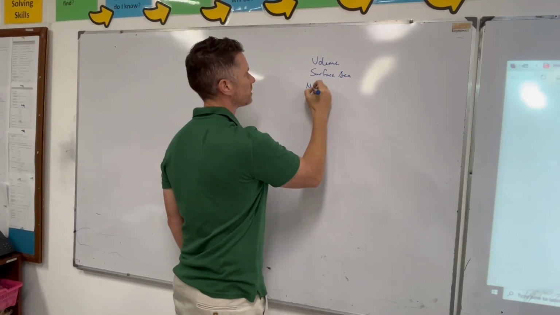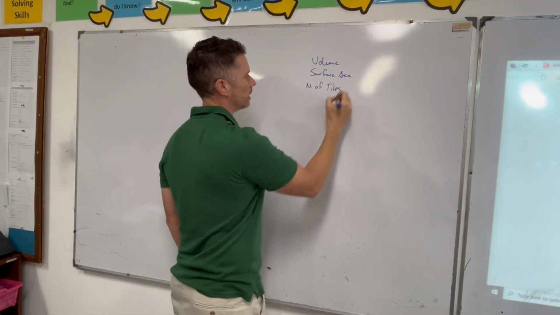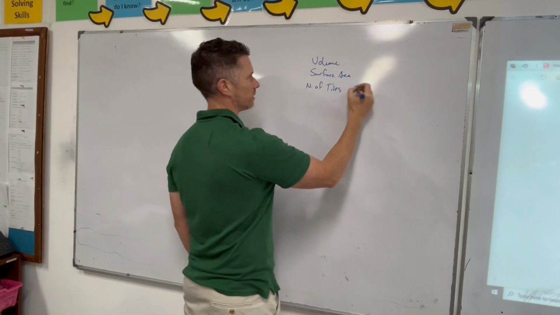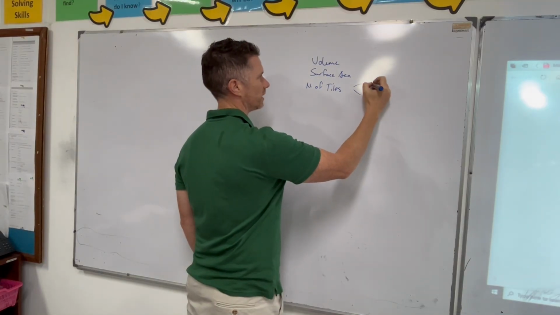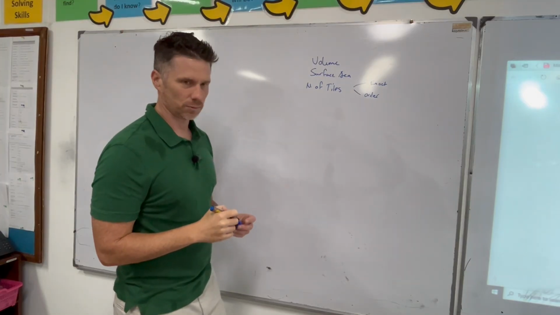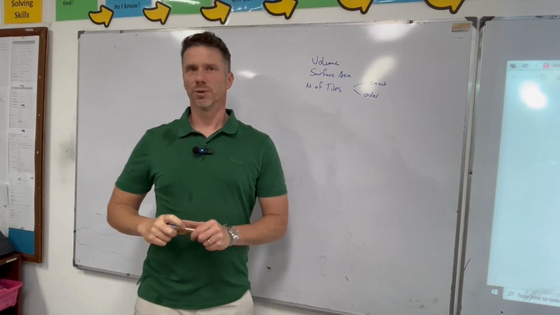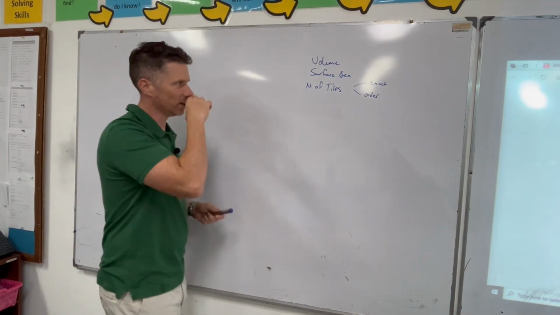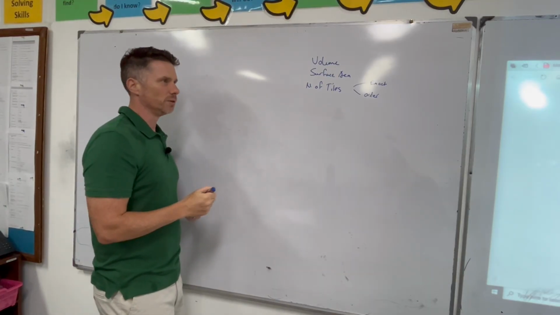Number of tiles, and two answers for that. Order, how many you want to order, and the exact number you think are in the pool. Right. So let me help you get some of those things, and we need a few diagrams and stuff for that. Let me help you with the volume, first of all.